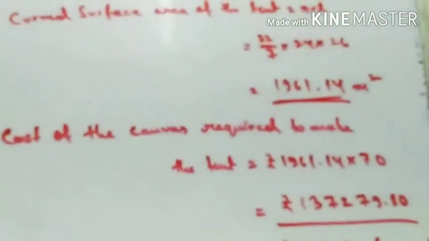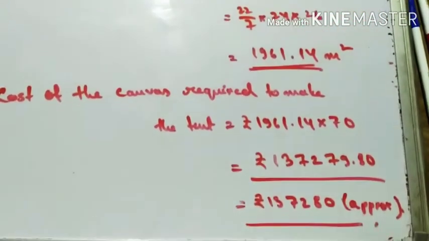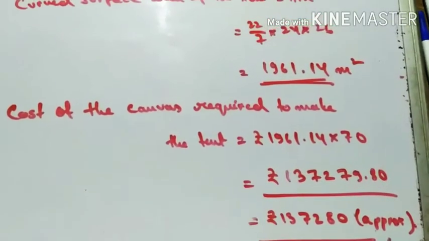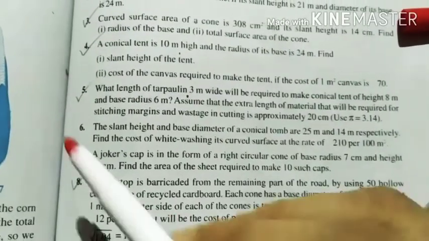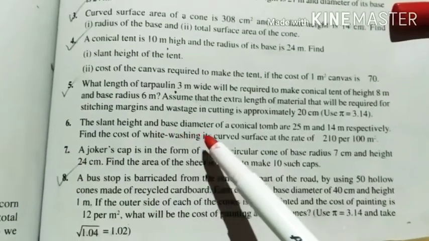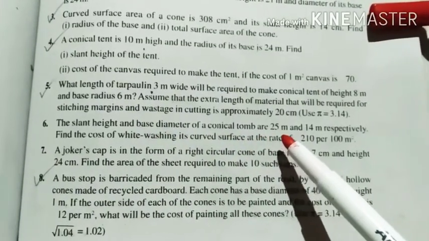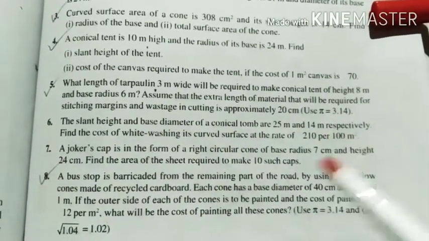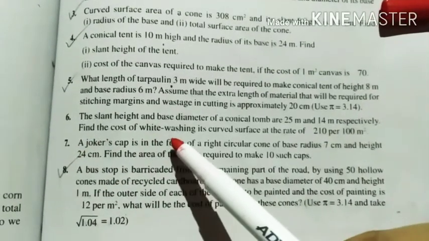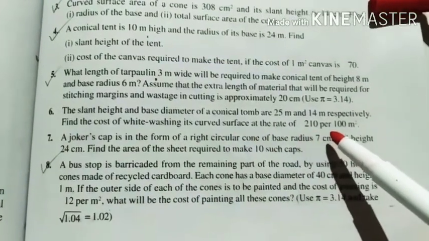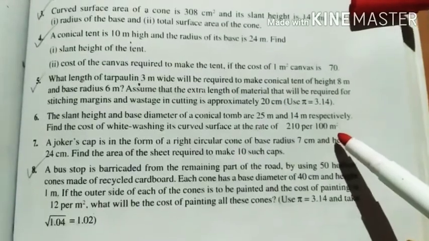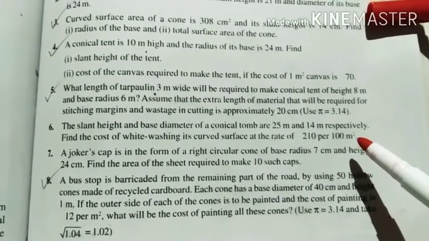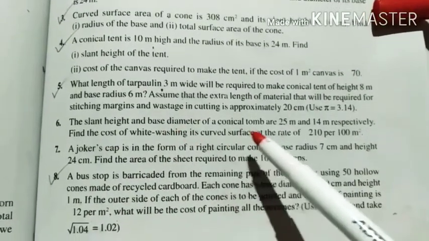Okay, so if you have got any doubt, you can write it in the comment section. Okay, I hope you have understood. Question number 6. The slant height and base diameter of a conical tomb are 25 meter and 14 meter respectively. Find the cost of whitewashing the curved surface area at the rate of 210 per 100 meter square. Okay, the slant height and the base diameter, it is given.